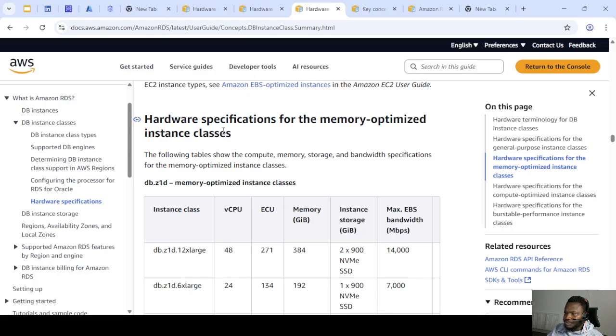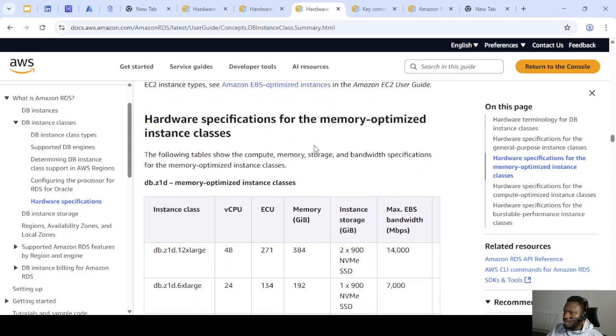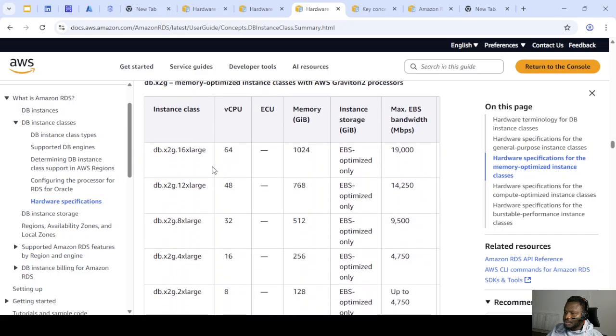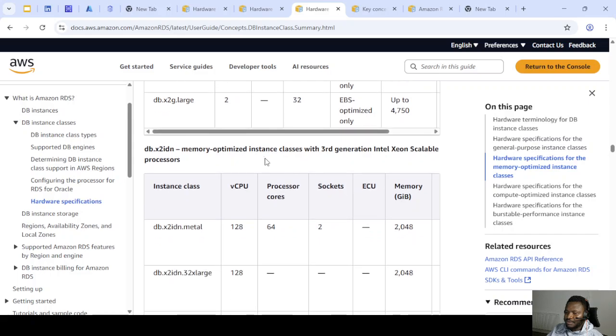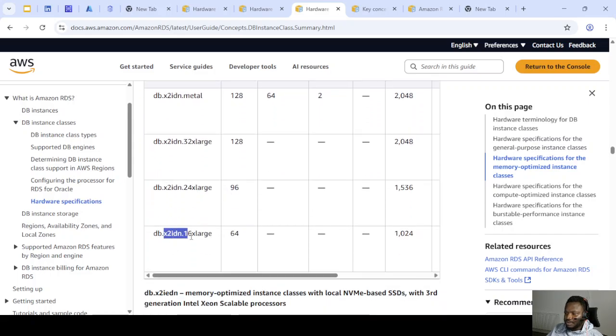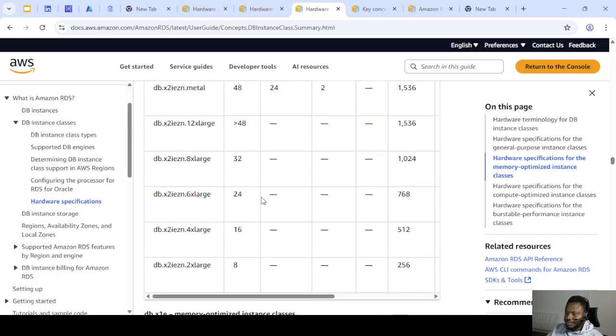Then if you move down, we're going to see hardware specifications for memory optimized instance classes, okay? So as a database administrator, I will come into these memory optimized instances and check. Remember the X classes. I will look at the capacity, the vCPUs, the memory, the EBS and the bandwidth. This is where you actually make a decision, or maybe give a report to your CTO, okay? So you see which of them you're going to select, which of them you're actually going to be choosing for your instance class, right?